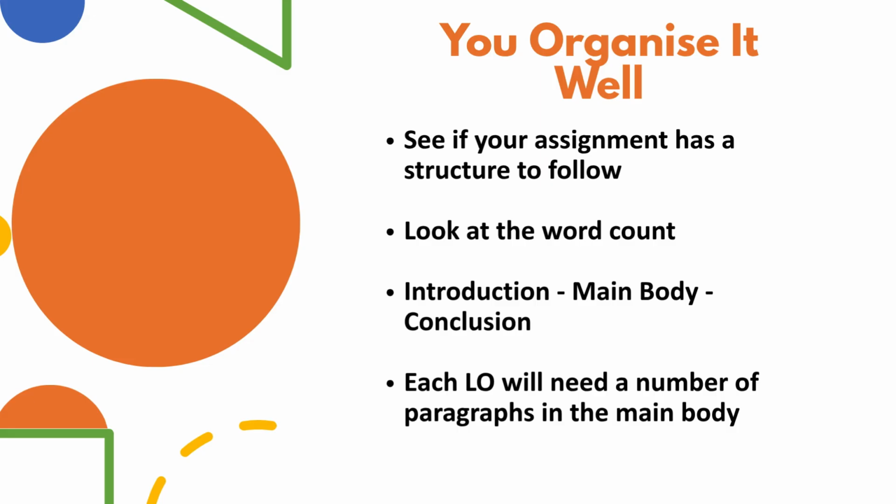And one way to do that is to make sure that the learning outcomes that you've got are equally divided amongst the paragraphs. So if it's 1,750 words and you've got 4 learning outcomes, make sure that they are, more or less, not exactly, but more or less distributed equally amongst those paragraphs.